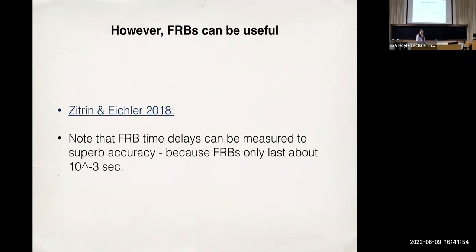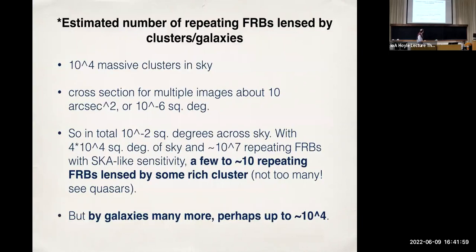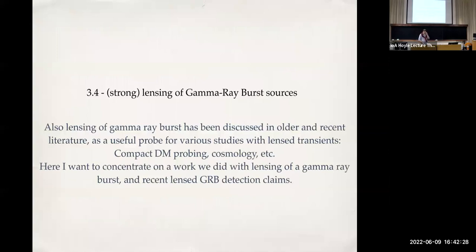I won't take you through the full calculation because we don't have time. But basically, the final conclusion was that we expect with the current rate about 10 repeating FRBs to be lensed by clusters, and many more, perhaps about 10,000 multiply imaged by galaxies. So this is possible. There are still some effects that would swamp the signal, such as transverse motion of the galaxies, but there has been some work that showed that this could be dealt with in several ways. Okay. That's about fast radio bursts.